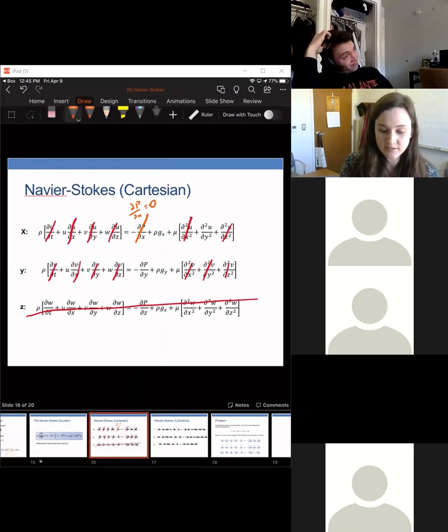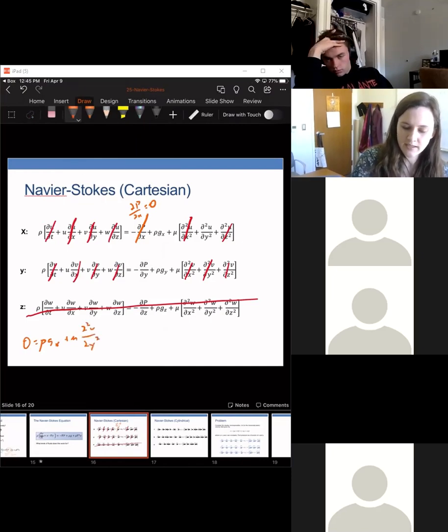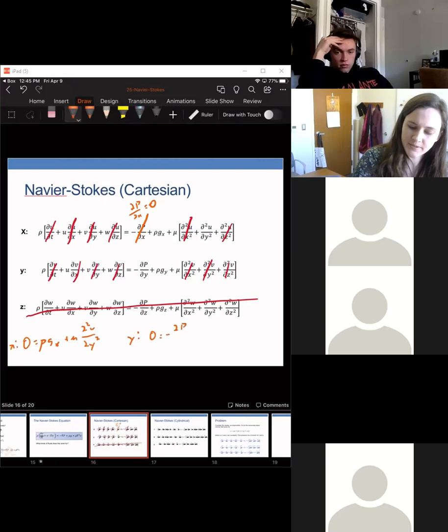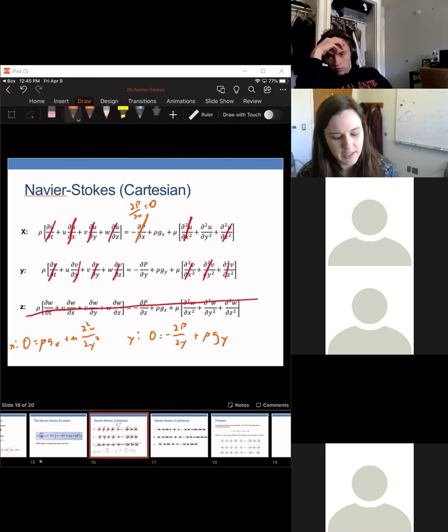So the x part just turns into 0 is equal to rho gx plus mu d squared u dy squared, and the y part becomes 0 is equal to negative dp dy plus rho gy. So I can look at this as it's all simplified down, and I see that u only depends on y, and p also only depends on y.